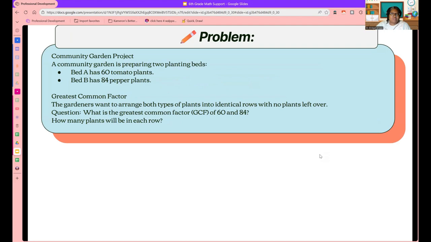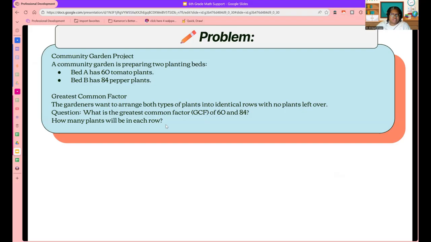We have a community garden project. A community garden is preparing two planting beds. Bed A has 60 tomato plants. Bed B has 84 pepper plants. Greatest common factor. The gardeners want to arrange both types of plants into identical rows with no plants left over. So the question is, what is the greatest common factor, GCF, of 60 and 84? How many plants will be in each row?